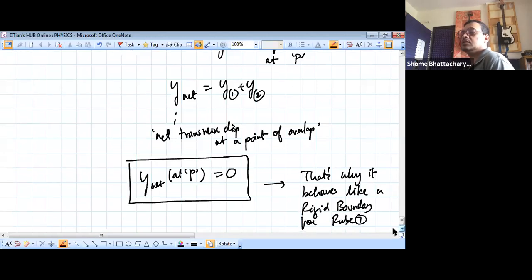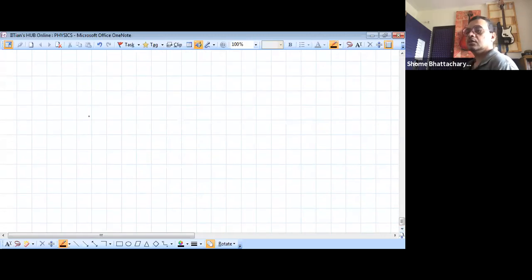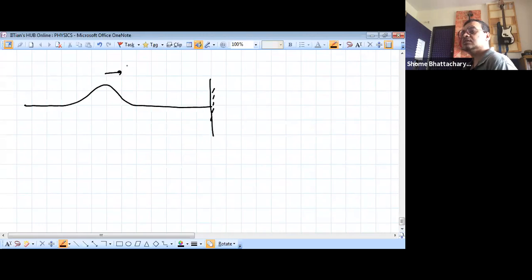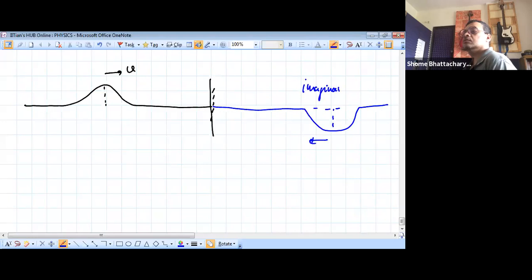Okay, so now let's just for a moment imagine this. What we are saying is that the actual situation we have is that there is a rigid boundary here. But we are modeling this thing with an imaginary mirror image pulse like this. So this side of the system is imaginary. This is the actual real part of the system.